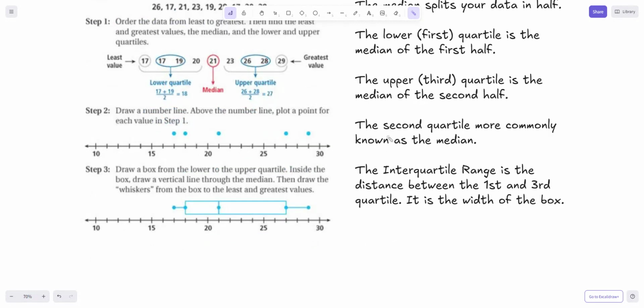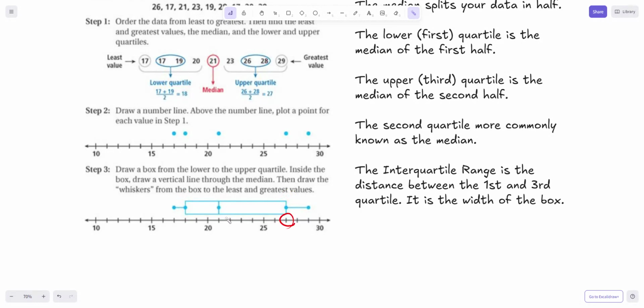And then lastly, the interquartile range. The interquartile range is the distance between the first and the third quartile. It is the width of the box. So it is the width of this box right here, that range, right? This is first quartile right here, third quartile right here. So the range of the quartiles would be the third minus the first.